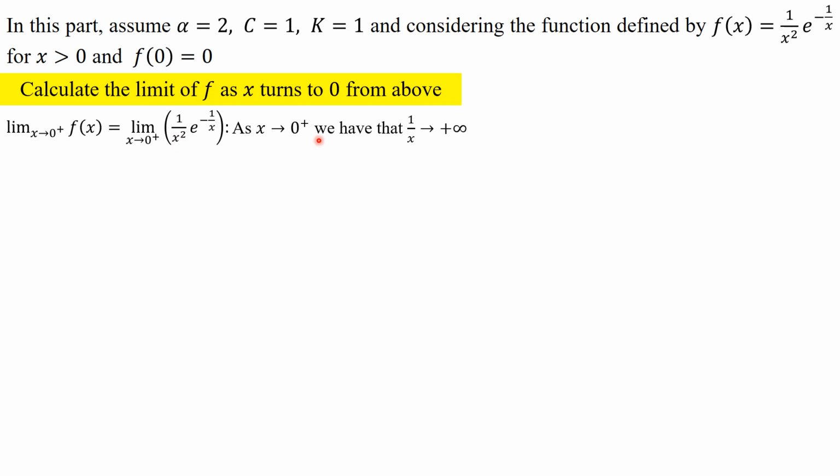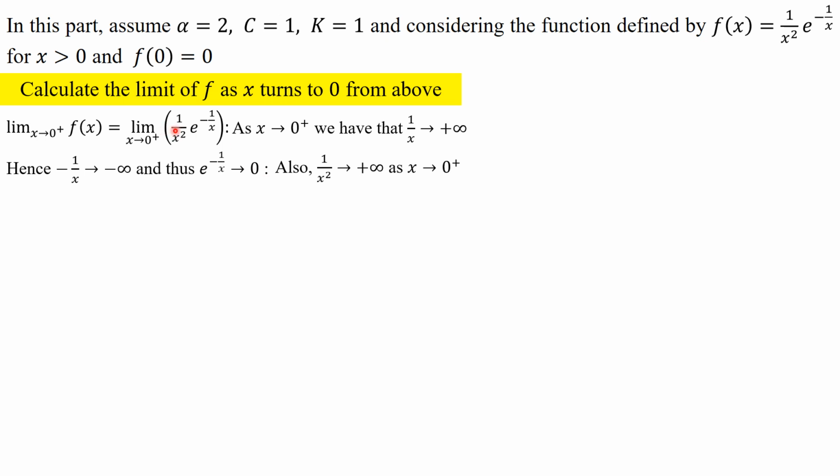Alright, so as x tends to 0 from above, 1 over x tends to positive infinity. So it means negative 1 over x will be tending to negative infinity. So e raised to the power negative 1 over x will be tending to 0, because it's tending to e raised to the power negative infinity. So it tends to 0.